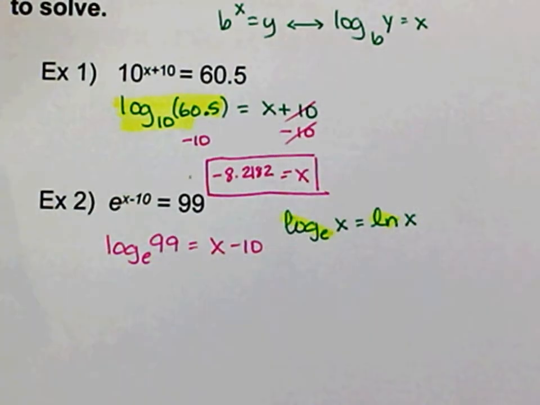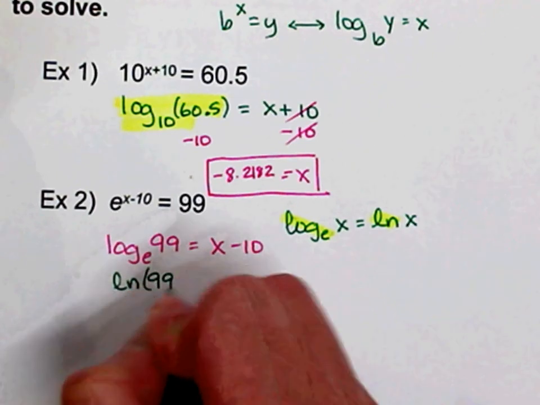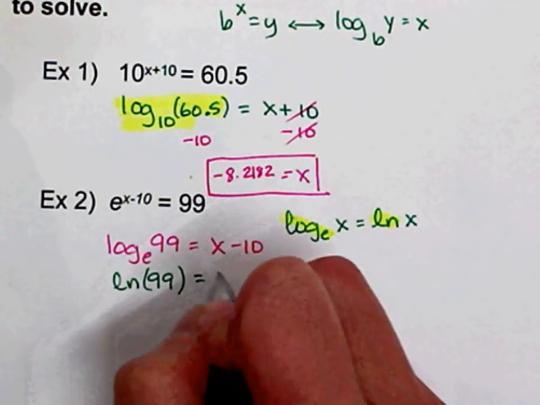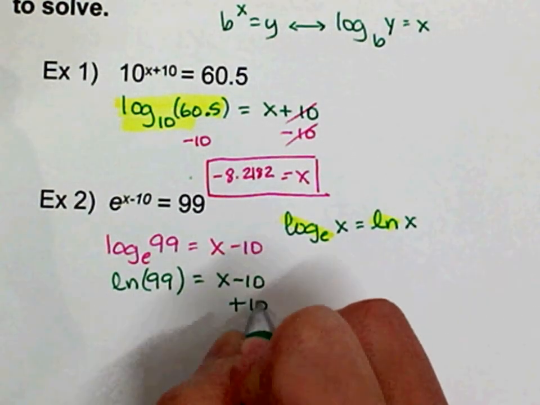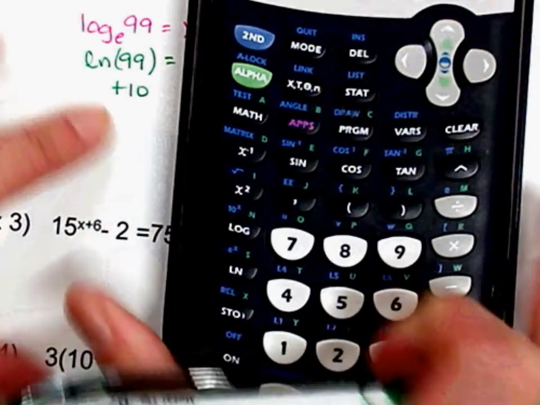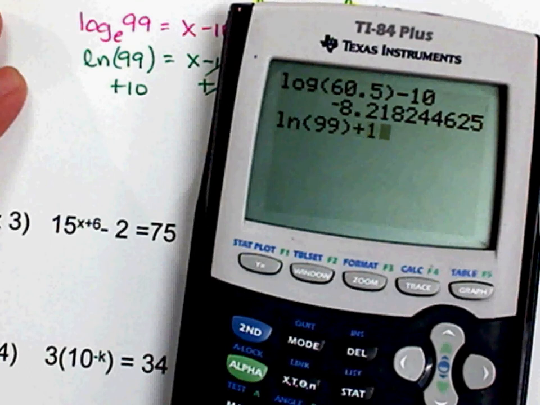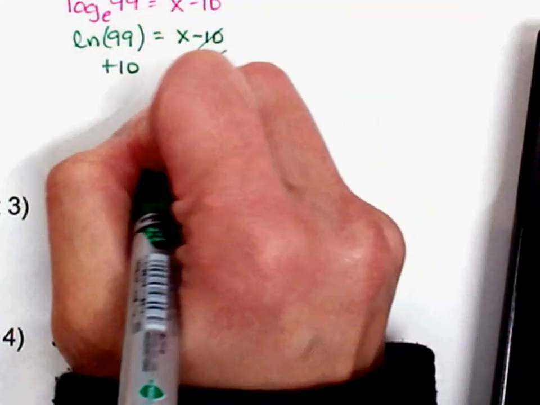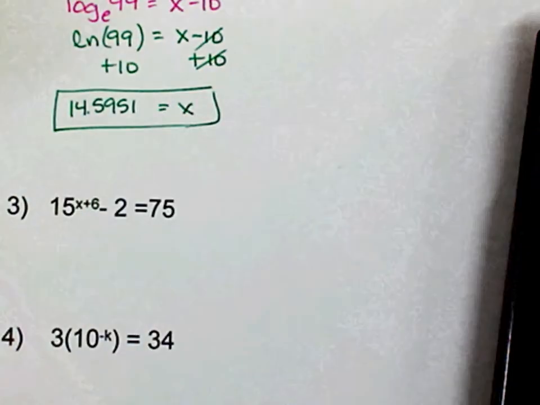Why do you want to do that? Because it is so much shorter to rewrite it. Okay? So I'm going to rewrite this as natural log of 99, and if you need to put parentheses around it, you can, equals x minus 10. How do you solve? Add 10 to both sides. Okay? So let me show you how to do that. See the button that says natural log? Right here. So natural log, 99 in parentheses plus 10. So x comes out to be 14.5951. Your answers will be in decimals. Okay? All right. 4 decimal places, I'd be very happy.